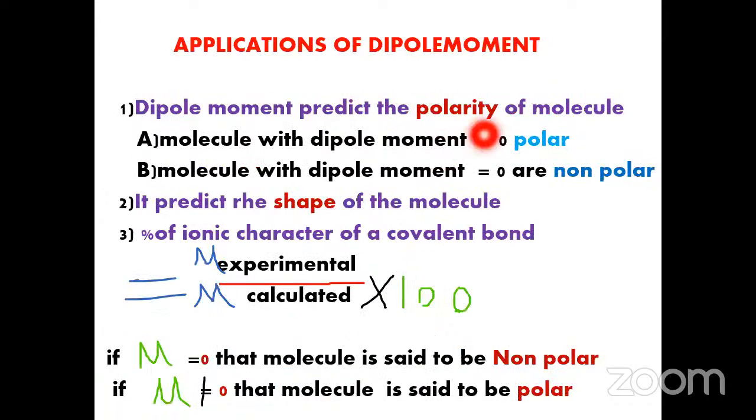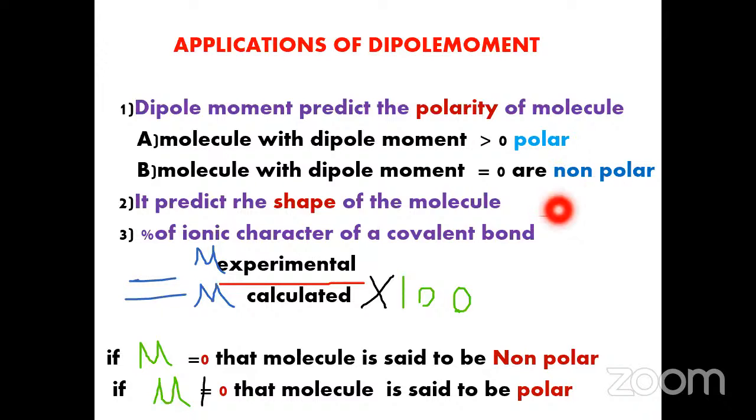Applications of dipole moment. The dipole moment predicts the polarity of the molecule. How do we identify whether a given molecule is polar or non-polar? If a molecule has a dipole moment greater than 0, that means not equal to 0, then the molecule is said to be polar. If a molecule has a dipole moment equal to 0, then that molecule is said to be non-polar.